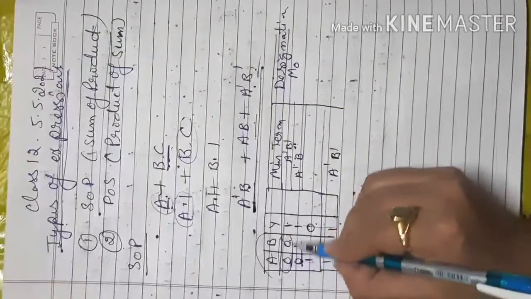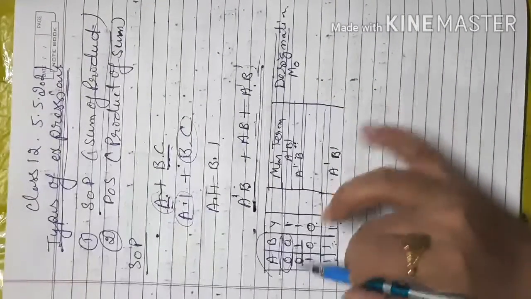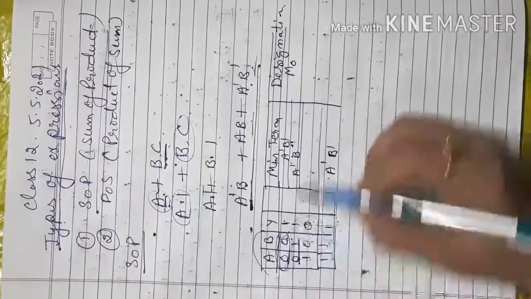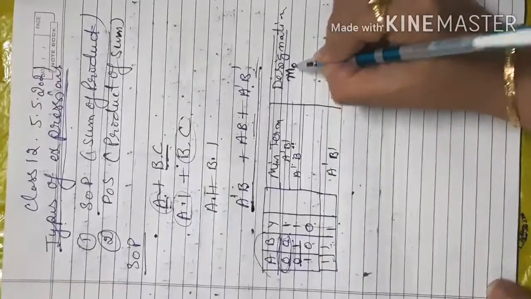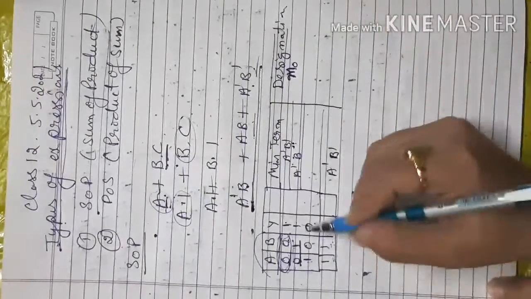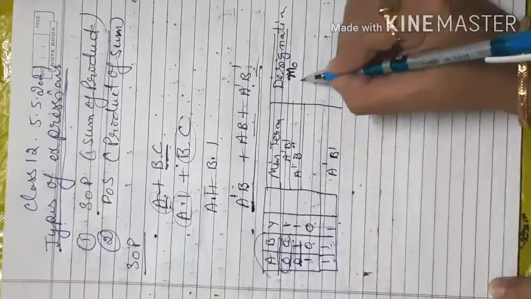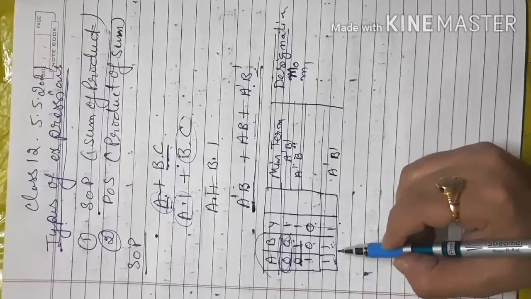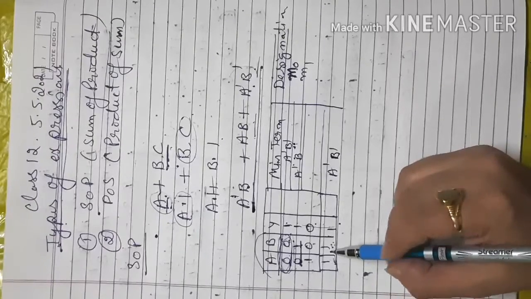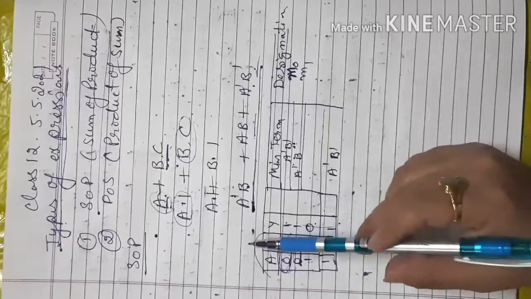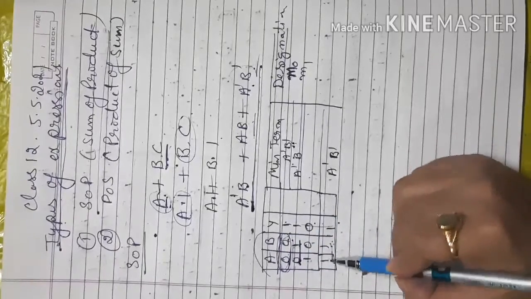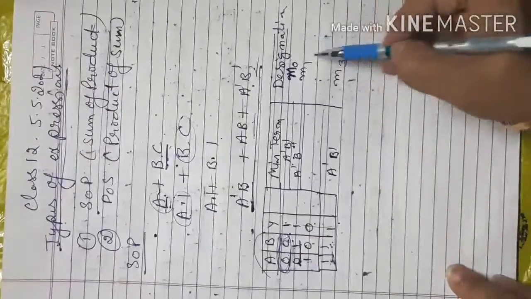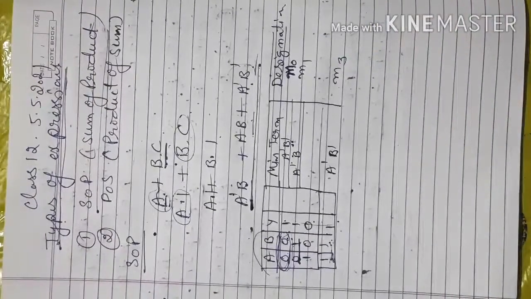So whatever the value of this binary number in decimal form is, that is considered as small m. Small m is considered as your minterm. Here also the value is 1, so we consider it as m1. If I go with this, this is 1 and 2, so the value is 3. This is 2 and 1 is 3, so I consider it as m3. So this is the designation term that we call a minterm.